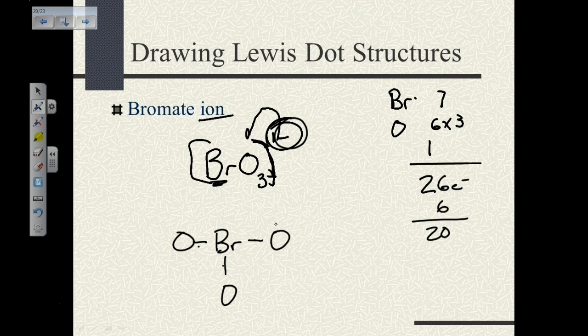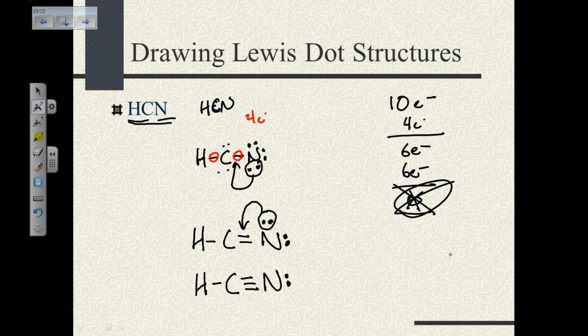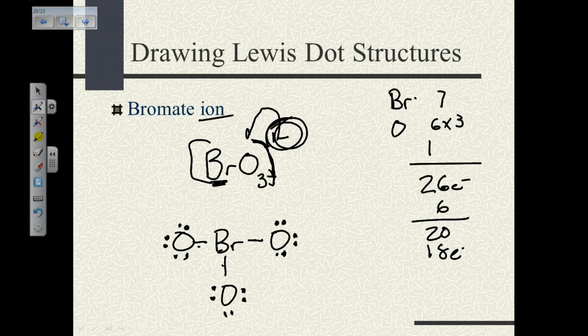Now we fill the exterior atoms. We fill its octet. And you get to the point where you draw so many electrons that it's just not fun anymore. So by doing that, I've done 2, 4, 6, 8, 10, 12, 14, 16, 18. So I've used up 18 electrons. So now I'm down to 2 electrons.